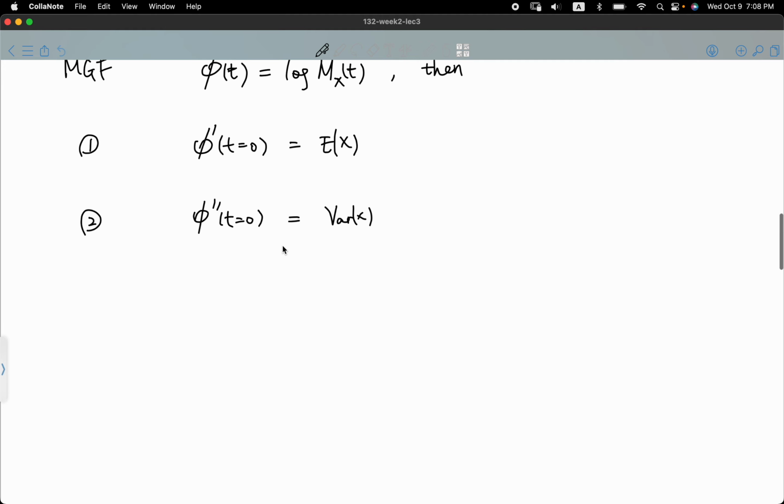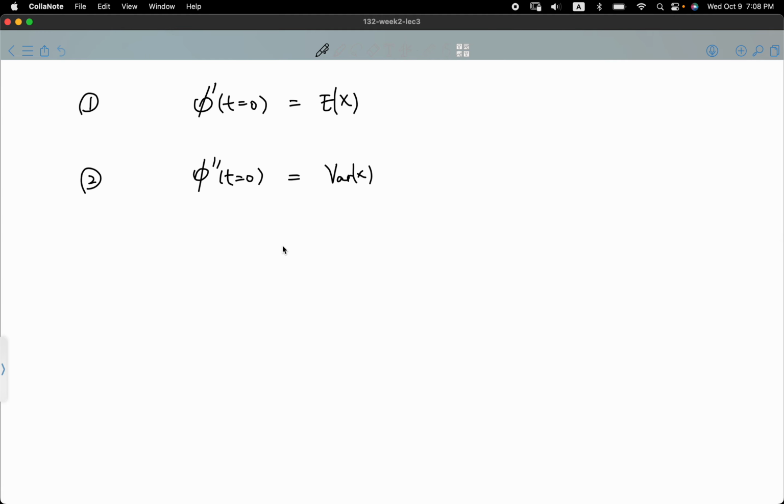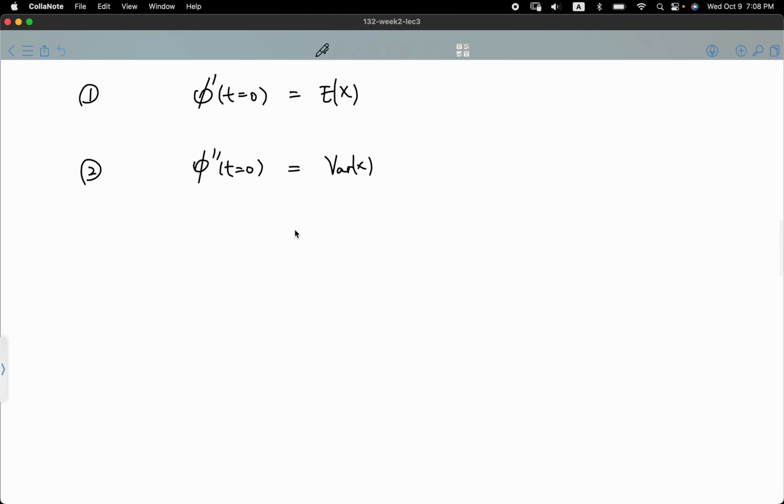Okay, so now I'm going to show that these equations are true. Let's say for the first one, this is phi of t, and then taking the first order derivative, which is d/dt of the log of the moment function, and then using the chain rule.